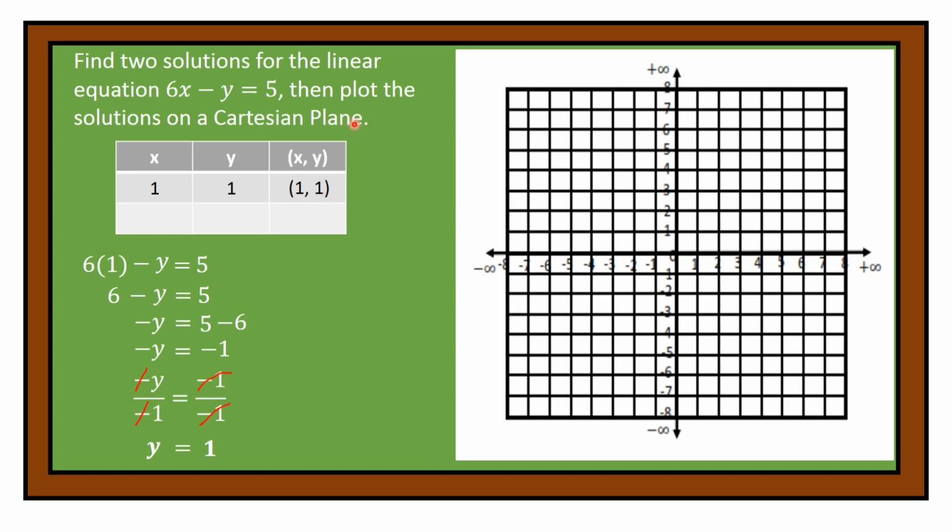So we are asked to plot the solutions in a Cartesian plane. So 1, 1 can be found in this quadrant. So from the point of origin, one step going to the right and one step upward. So this will be our point.